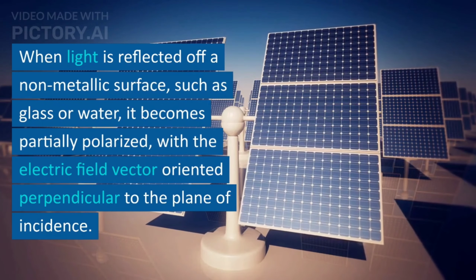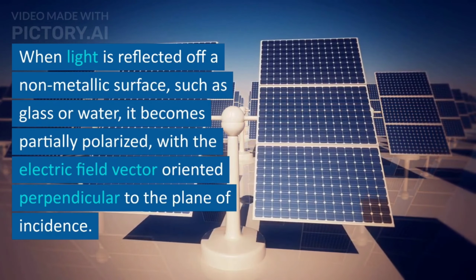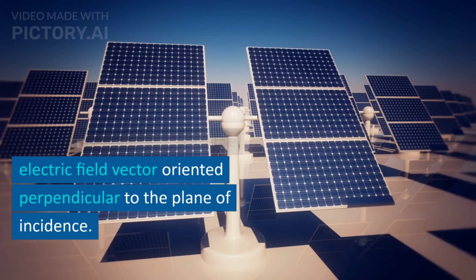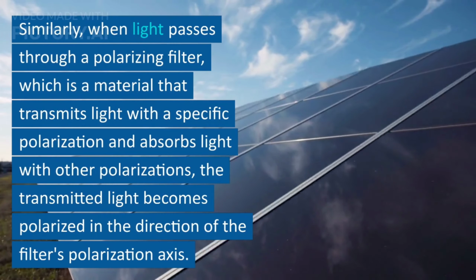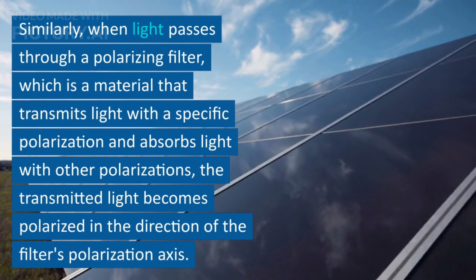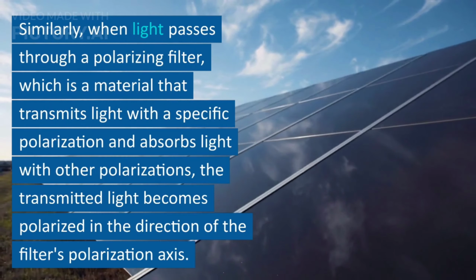Polarized light can be produced by several methods, including reflection, refraction, and scattering. When light is reflected off a non-metallic surface, such as glass or water, it becomes partially polarized, with the electric field vector oriented perpendicular to the plane of incidence. Similarly, when light passes through a polarizing filter, which is a material that transmits light with a specific polarization and absorbs light with other polarizations, the transmitted light becomes polarized in the direction of the filter's polarization axis.